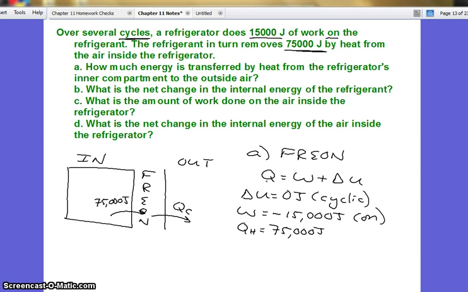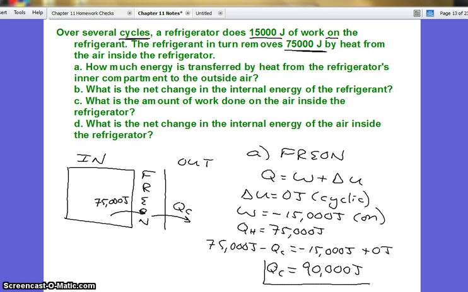However, this heat, Q, is the total added minus removed. So our equation, again, Q is added minus removed. So we have 75,000 joules added minus the amount removed is equal to the work, which is negative 15,000 joules, plus the change in internal energy, which is 0. And so we get the amount of heat that is removed comes out to be 90,000 joules. So that's our answer for part A, 90,000 joules.